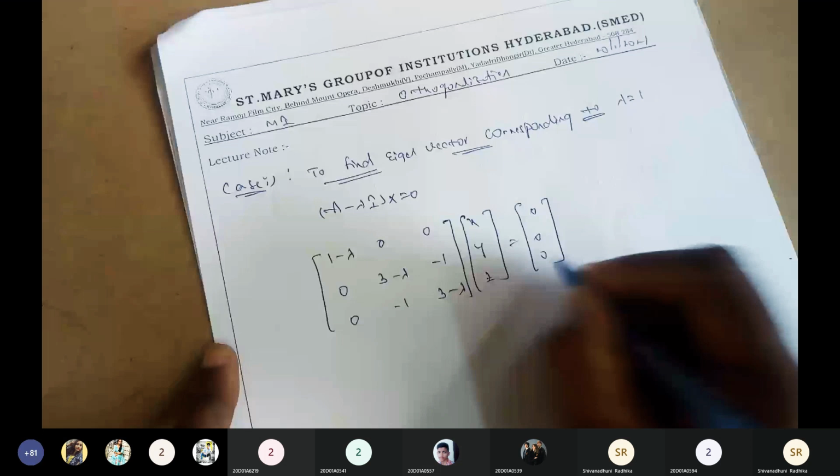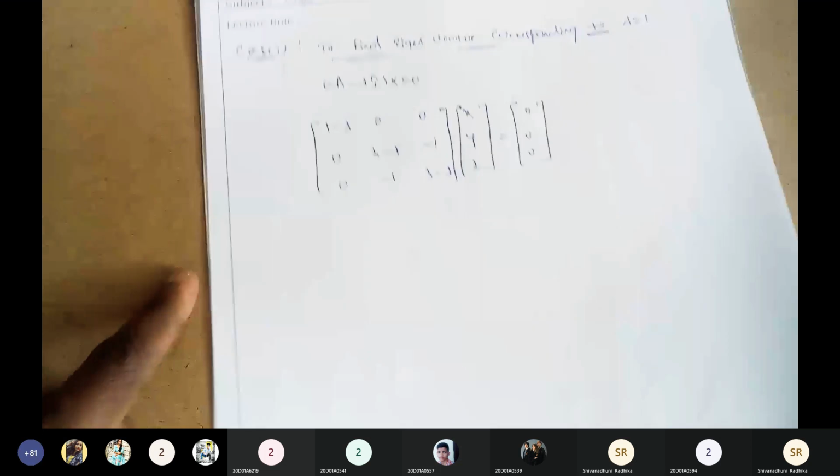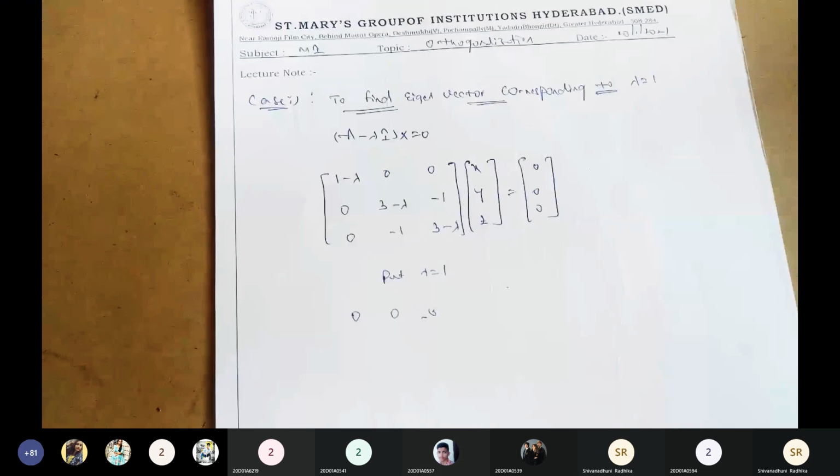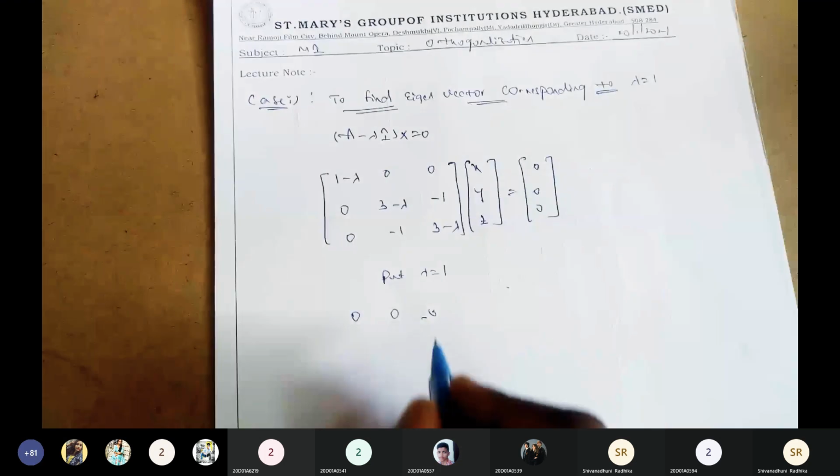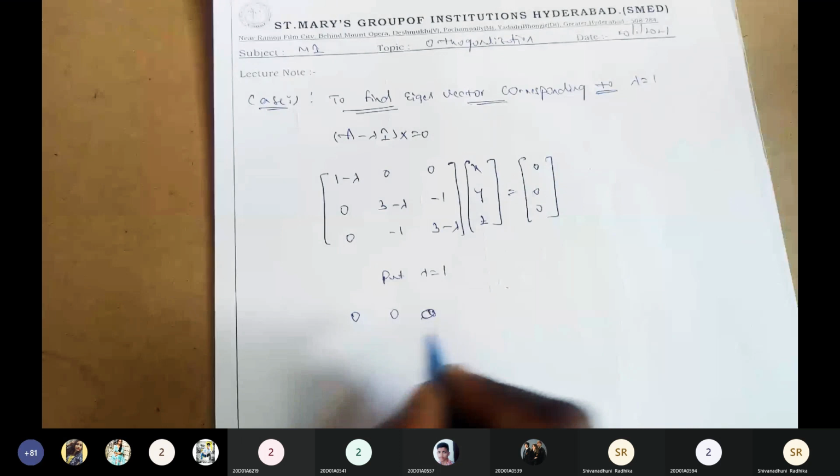Now we are going to substitute the lambda value. Lambda equals 1. Put lambda equals 1. What we get here? 0 0, and the next one also 0. The second row: 0, 3 minus 1 is 2, and minus 1. The third row: 0, minus 1, 2.